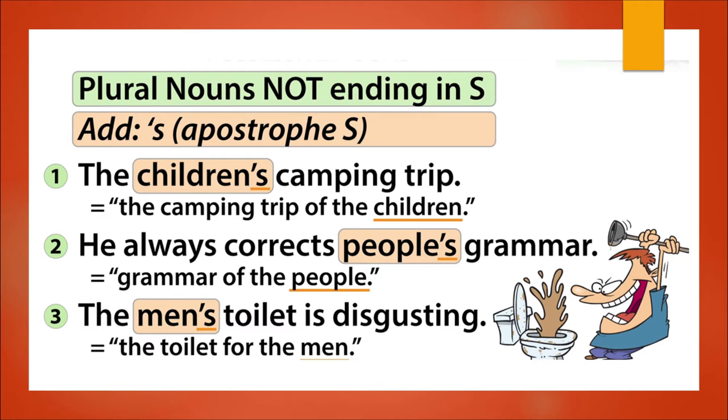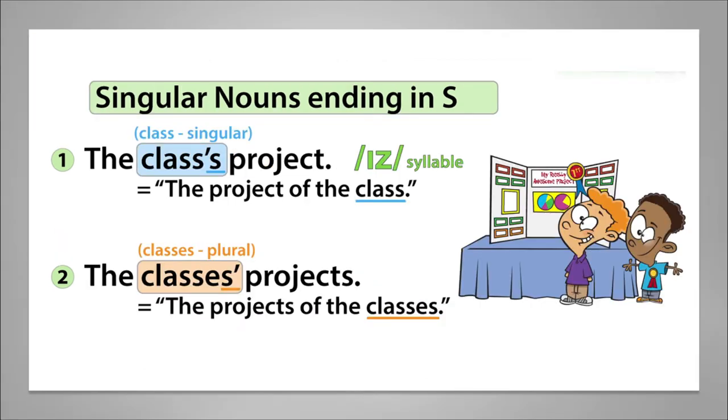Okay, then slide number 10. Let's take a look. The previous slides were singular and plural nouns that don't end in S. What if they are ending in S? Singular nouns ending in S. So let's take a look. Class. Okay? The class project. What's the meaning of that class project? The project of the class. Maybe the project of grade 8. Okay? But we are only talking about one class here.